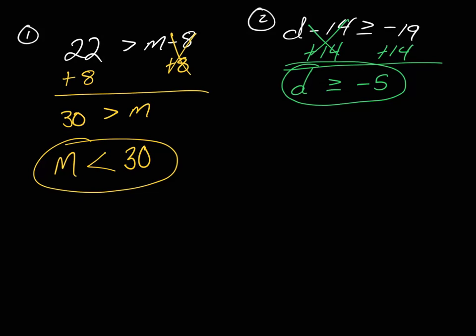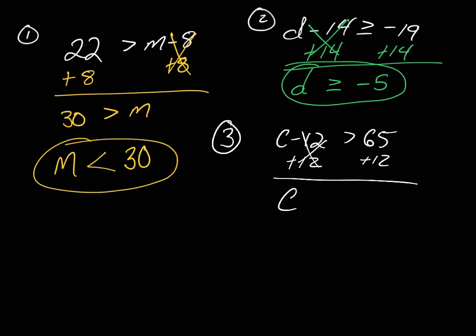If you would like another example, here it is. C minus 12 is greater than 65. You can pause it here quickly if you want to do this on your own. Otherwise, I'm just going to solve this and give you the answer. To solve this, I'm going to treat it just like an equation. Add 12, add 12. That cancels out. Bring down my C, bring down my greater than sign. 65 plus 12 is 77. So I have C is greater than 77.